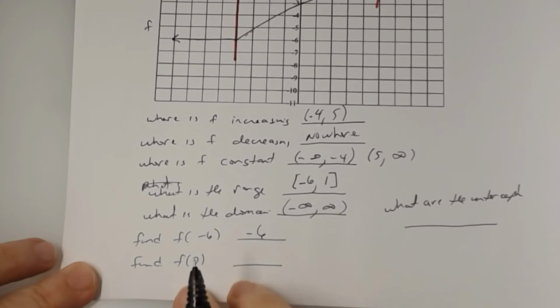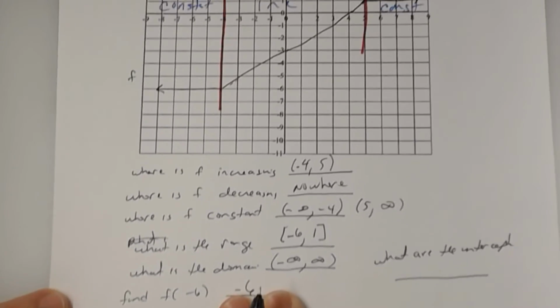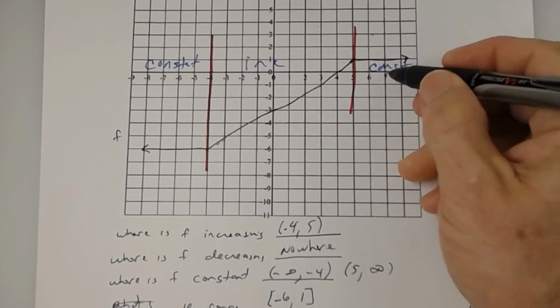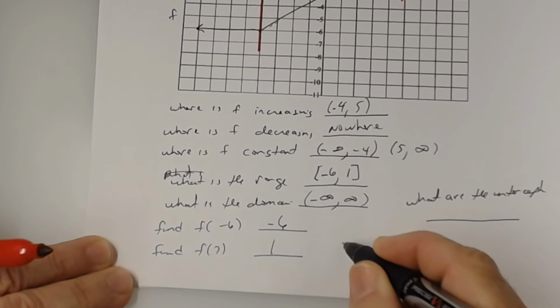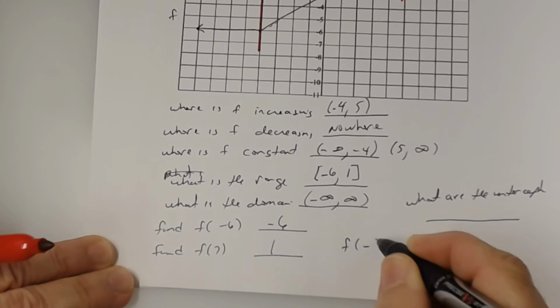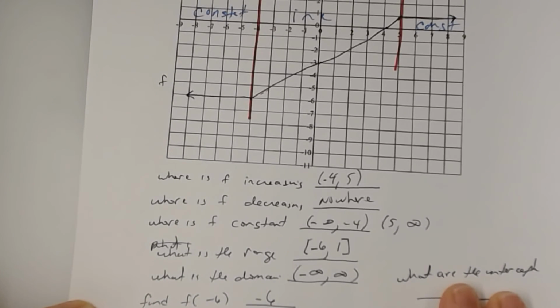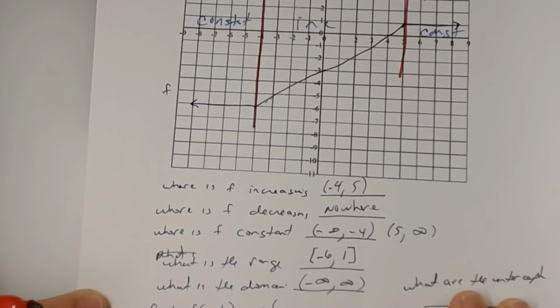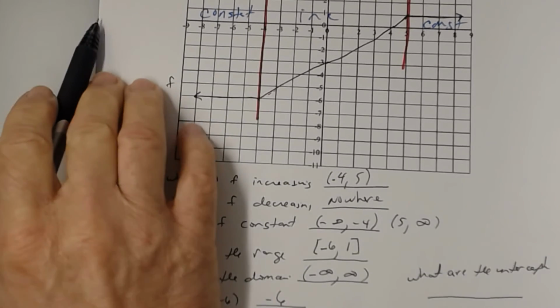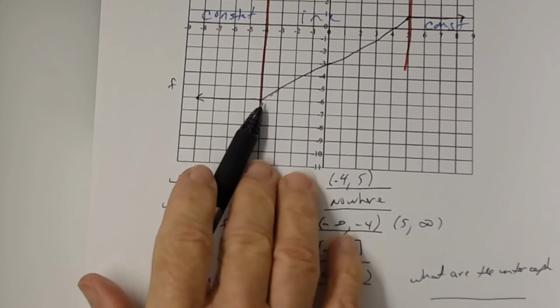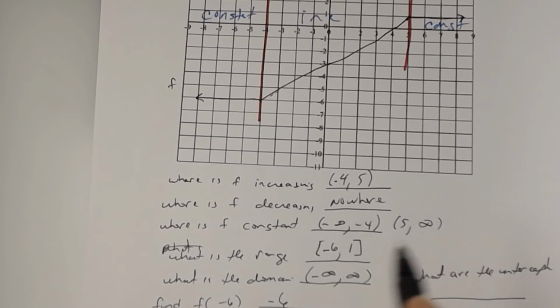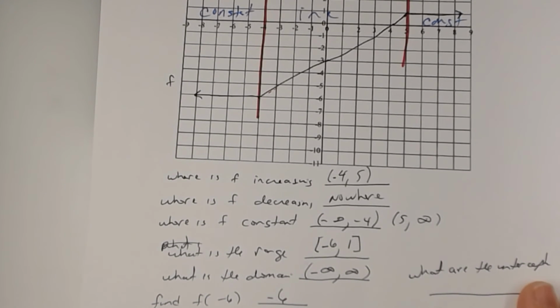All right. What is the y value when x is 7? 1. So when x is 7, that's right here, right? And I could have also said this like I did earlier. What is f of -1,000? -1,000 on this side, guys. What's that y value? -6. You agree? Yes. Okay.